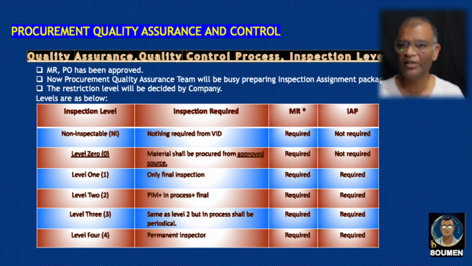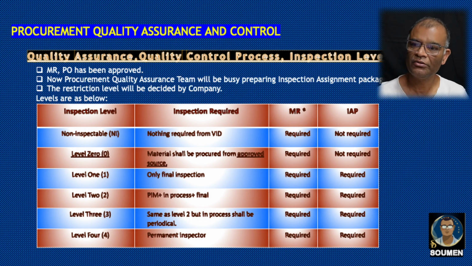Deciding the inspection level is a major step before we start any quality or inspection activity for a material to be manufactured or to be fabricated. So the basic steps are MR and PO has to be approved first. Now procurement quality assurance team will be busy preparing inspection assignment package or IAP. So the inspection level will be decided by company. The levels are as below.